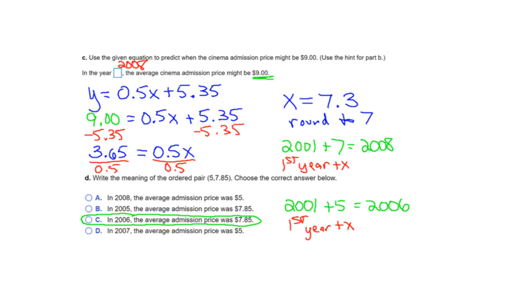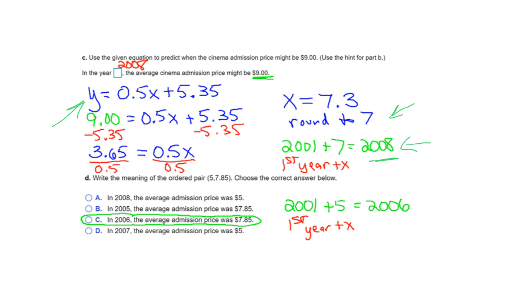Okay, so here they had you do it one more time. They said, in what year would the price be $9? So I substituted $9 in for Y and did that same work. I subtracted $5.35 from both sides, divided by 0.5. That gave me 7.3. So I went ahead and rounded that down to 7. But again, that's not the year, that's how many years after the start point. So I had to go ahead and take 2001, my start year, plus the 7 that I found. So that gave me 2008.